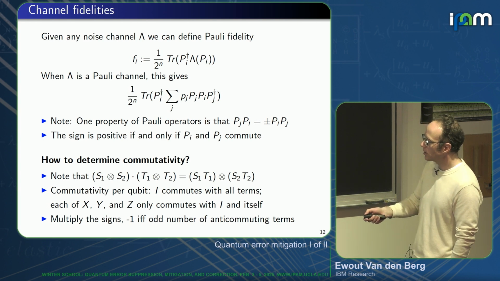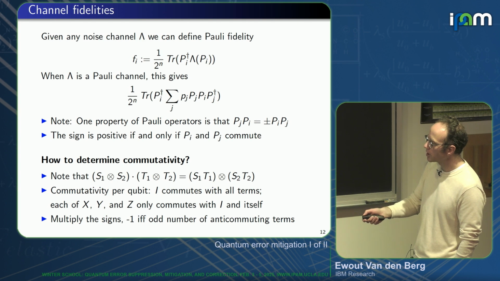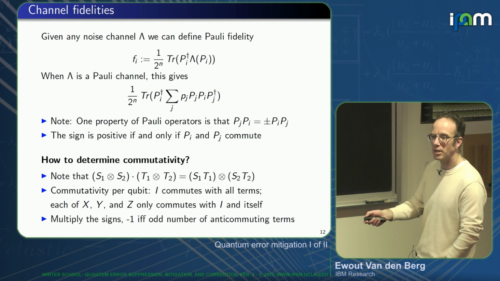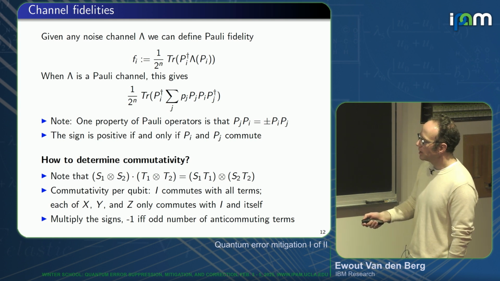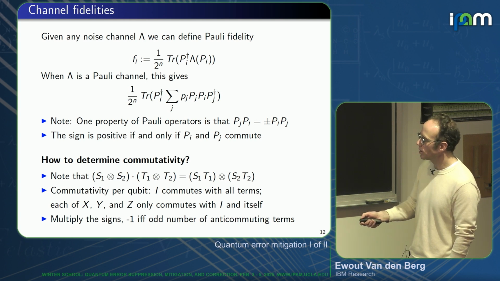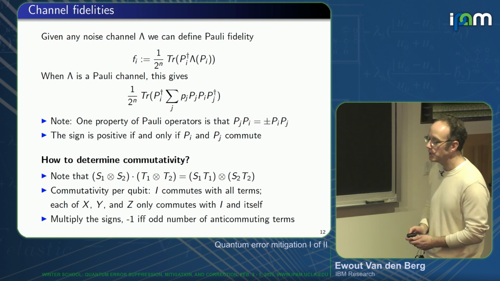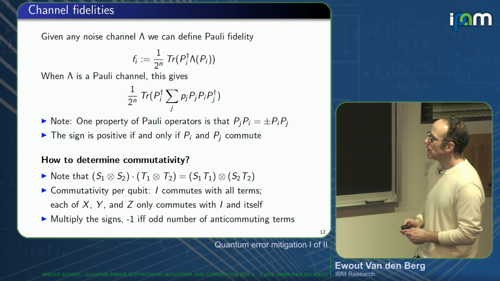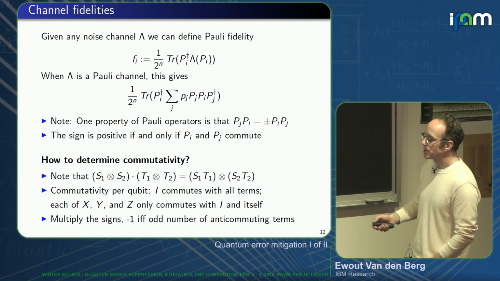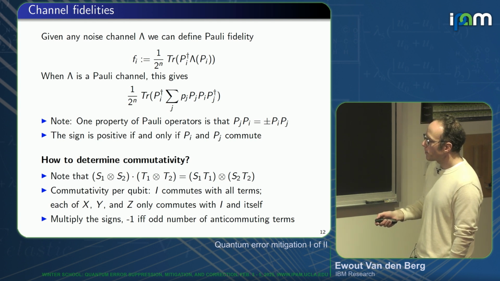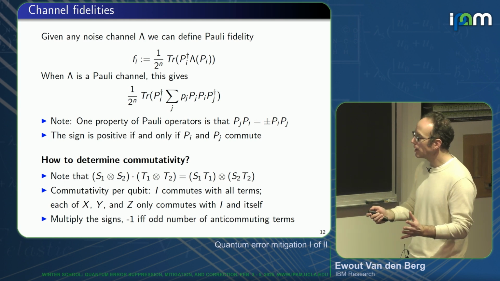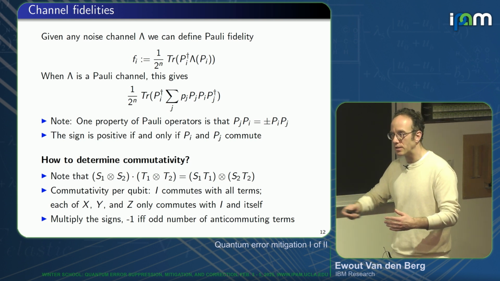If you have a Kronecker product of two terms, just general matrices, S1 Kronecker S2, and you multiply this by T1 Kronecker T2, then you just take the product of S1 T1 Kronecker the product of S2 T2. We can apply this to Paulis because multi-qubit Paulis are just the Kronecker product of the individual terms. Per term, we can decide if it commutes or anti-commutes, you get a plus one or a minus one, and then you just multiply these plus or minus ones.